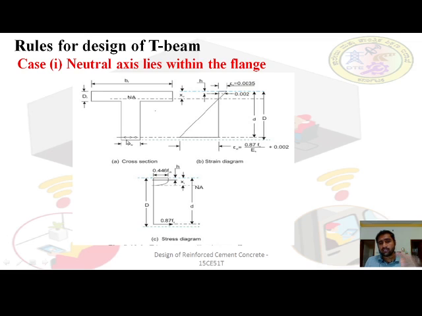Whatever tension force there is will be carried by this steel. That's why when the neutral axis lies within the flange, the T-beam can be taken as a normal beam whose width is equal to the effective width of the T-beam and whose depth is D. So it is a beam of width BF, the effective depth is D and the total depth will be D. I hope you got this one.